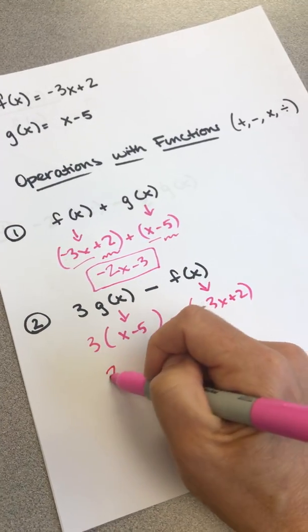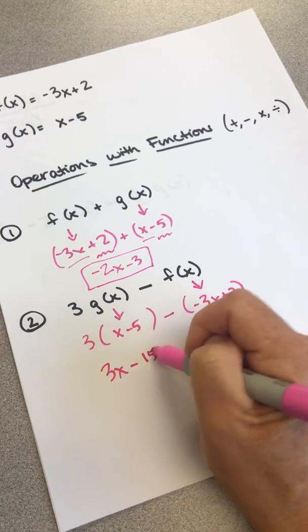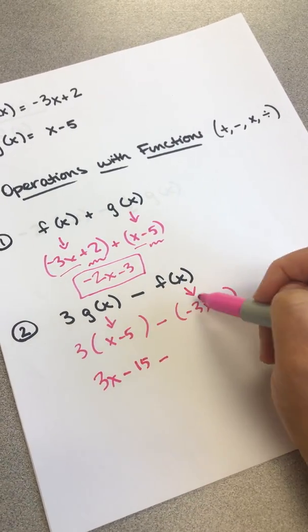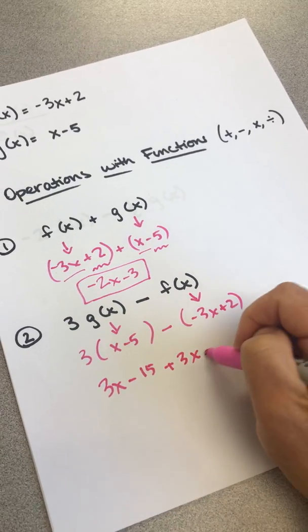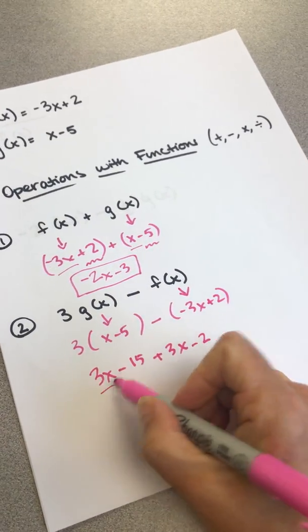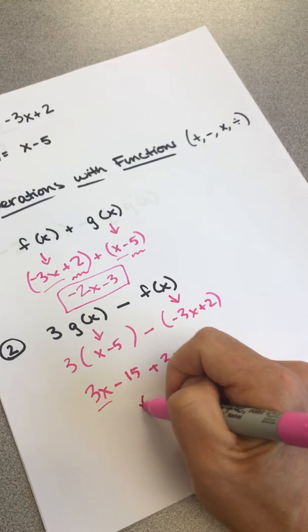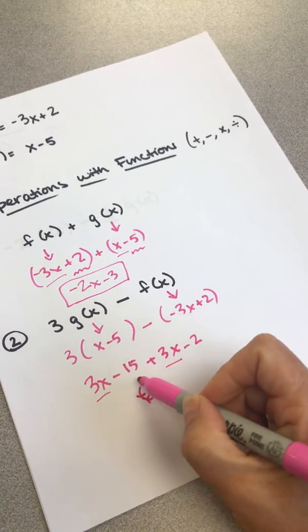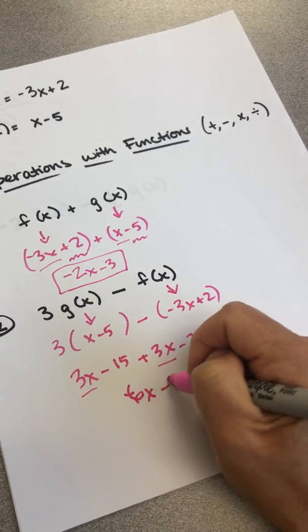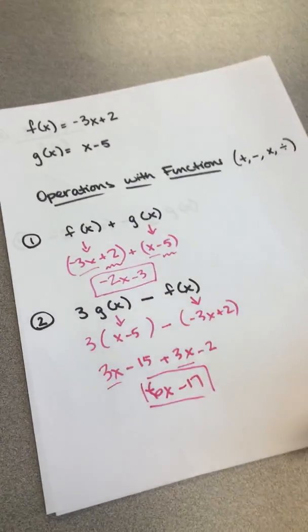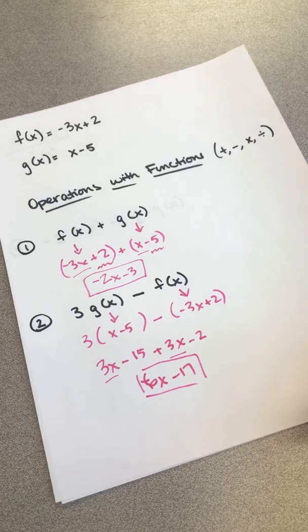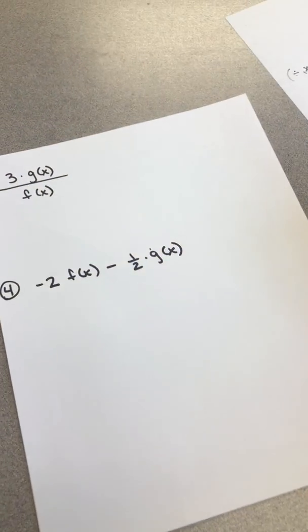So distribute the 3, we get 3x minus 15, minus, distribute that negative sign, so it becomes plus 3x minus 2, and then 3x plus 3x gives you 6x. And negative 15 minus 2 gives you minus 17. So that is your final answer. Sorry about the messy handwriting. So hopefully you're feeling okay about this so far.